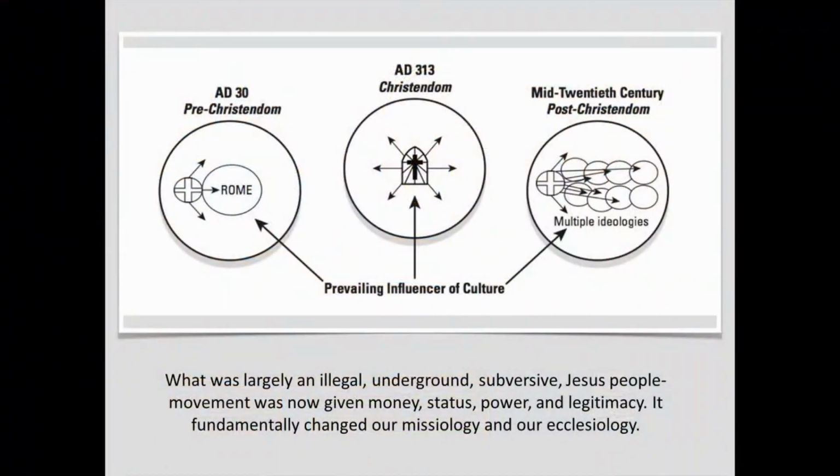So the third circle, I would say, represents our context today, but it's a little different. Now I would say there really isn't one single dominant seat of culture. There really isn't one single prevailing influence of culture. In fact, there's multiple ideologies. So all those little circles there in the middle represent all those ideologies. Here's the thing I want you to get from all this. The church is once again relegated to the margins. So we're that little tiny circle out on the edge, just like we were in AD 30.